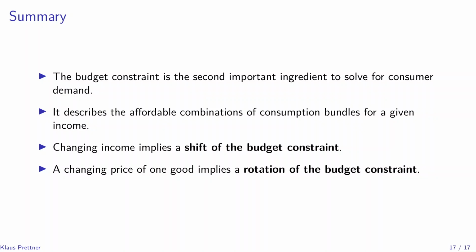A changing income level would imply a shift of the budget constraint. If income is rising, then it's an outward shift. If income is falling, it's an inward shift. And a changing price of one good, if the other good's price stays constant, would be a rotation of the budget constraint.